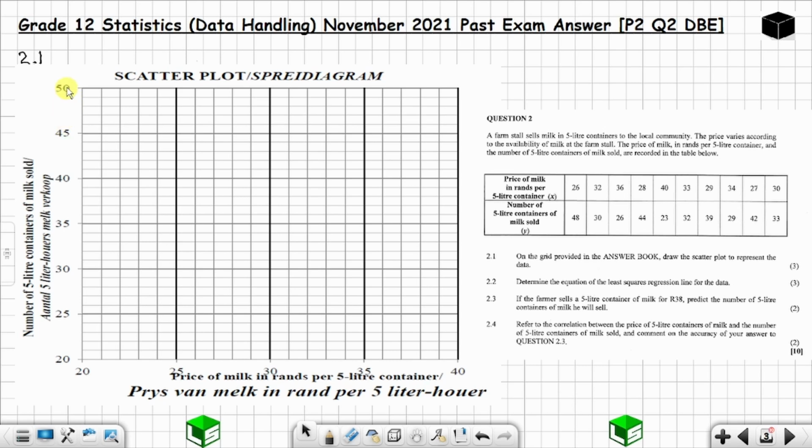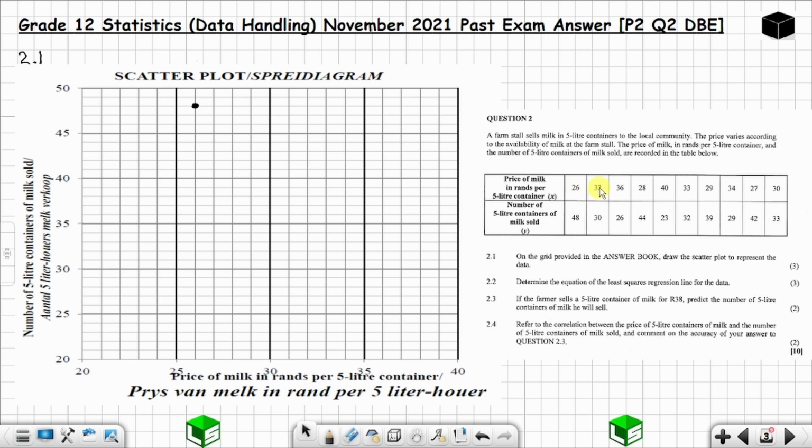On the vertical axis, you have 45 there and 50 there. And how many boxes do you have? 1, 2, 3, 4, 5, which means each box is 1 unit. So 46 is there, 47 is there, and 48 is there. It goes together with 26. So the first point will be there. Can you see? 26 and 48.